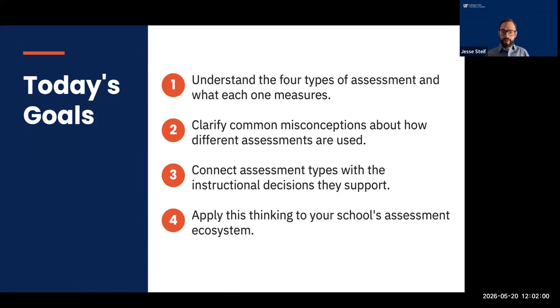What are we going to leave here with? To understand the types of assessment that are out there, what each one of them measures, and what assessment questions they can answer. One of the next goals is to clarify common misconceptions about how different assessments are used.